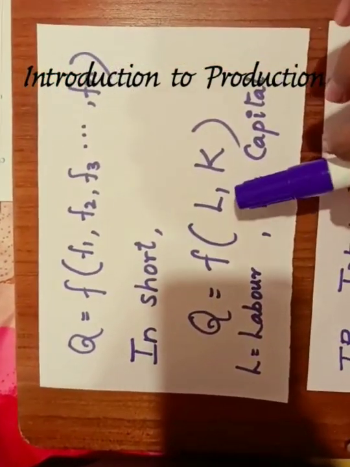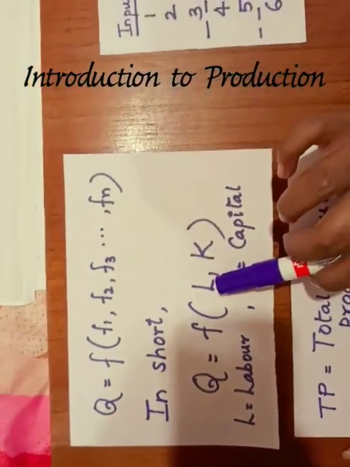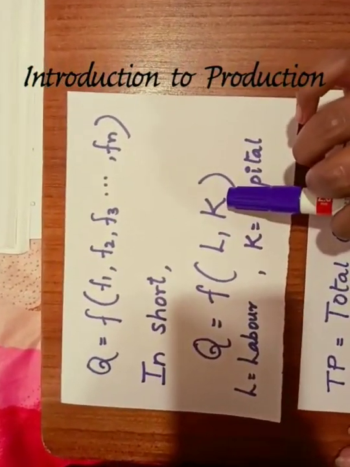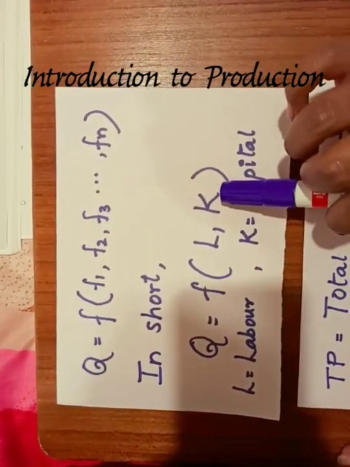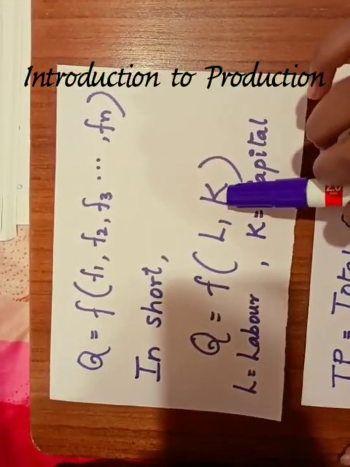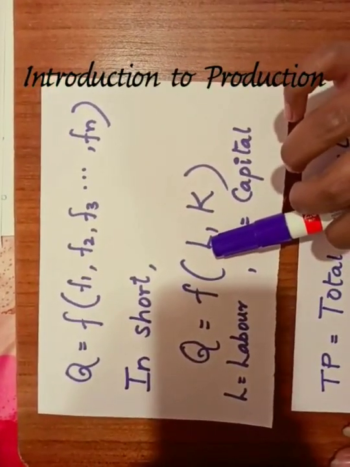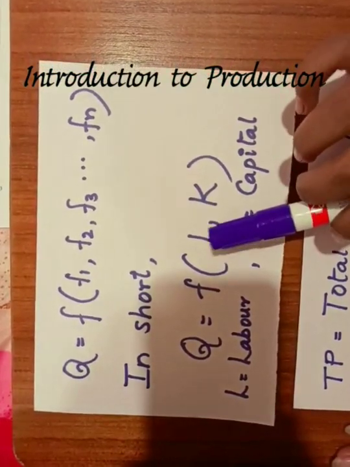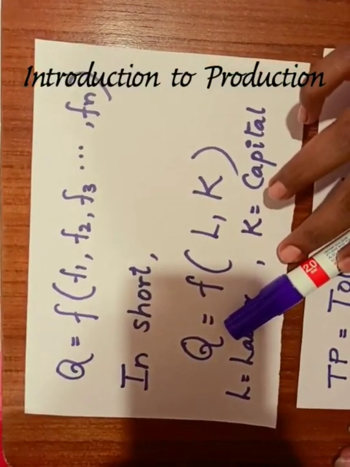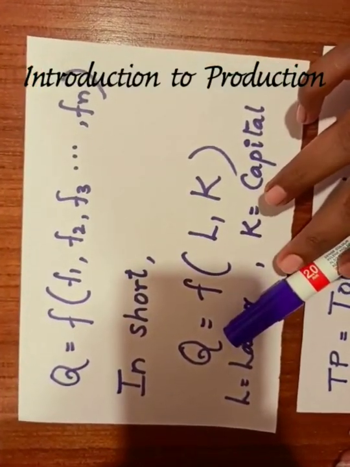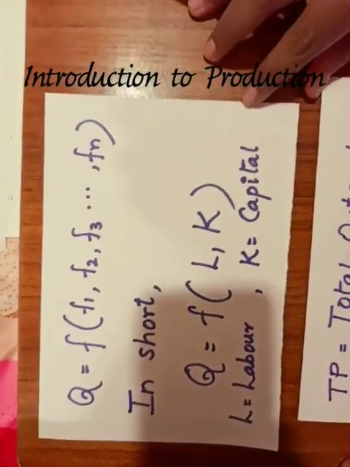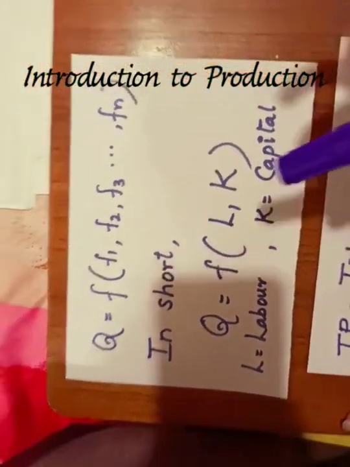In this, L is a variable input. That means you can change it in a short time. But capital is a fixed input. That is, you can only change it in the long period. In the short period, capital is fixed. So capital is a fixed factor and labor is a variable factor. Combining a variable factor and a fixed factor, you get the output Q. So in economics, output is depicted as Q, labor is depicted as L, capital is depicted as capital K. So that is the production function.